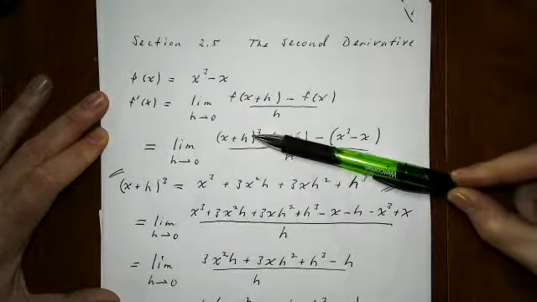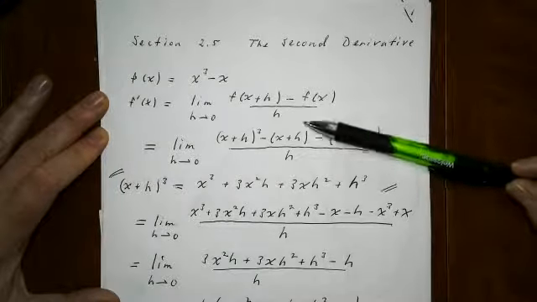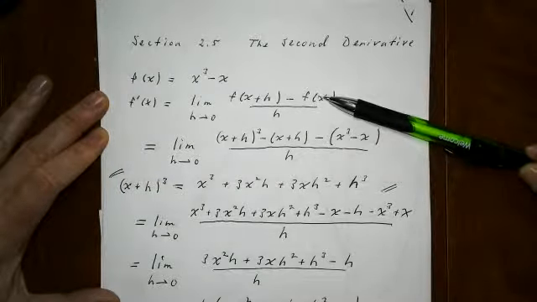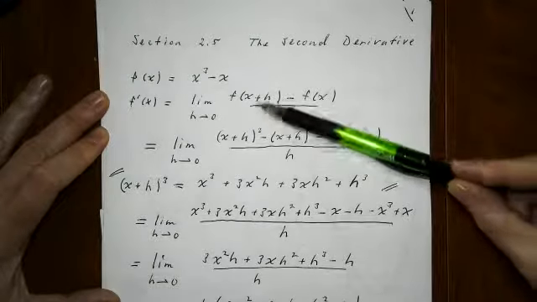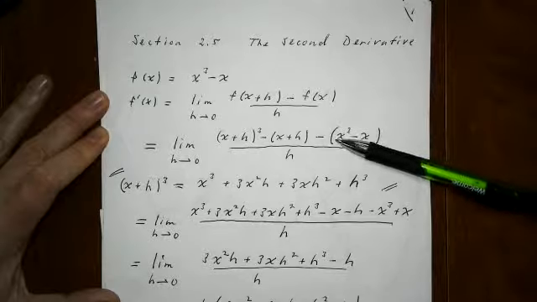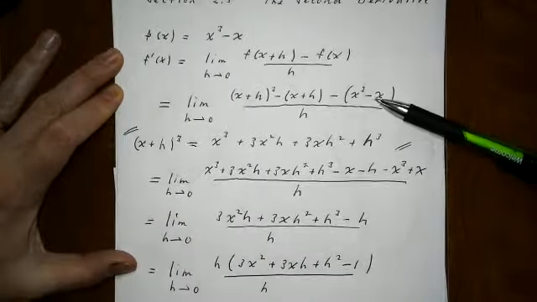So I have x plus h to the third minus the quantity x plus h. And then I subtract f of x. And f of x is the quantity x to the third minus x. And I'm very careful to put parentheses here. Otherwise, things won't cancel nicely.